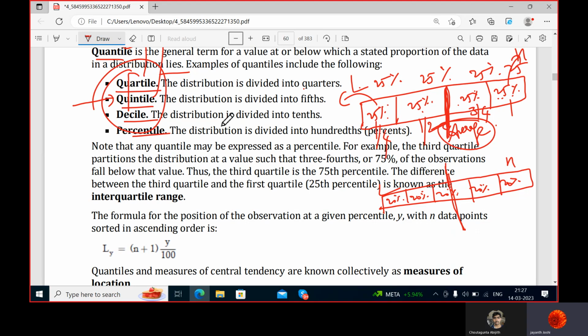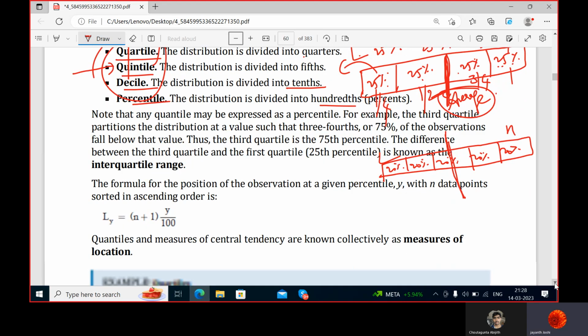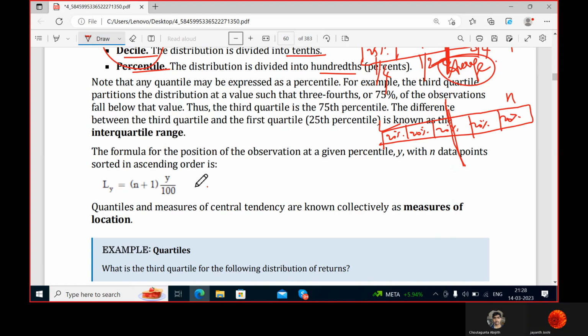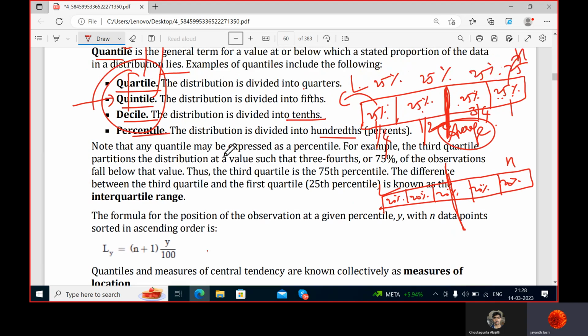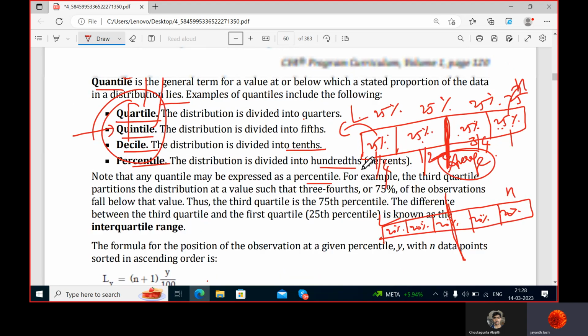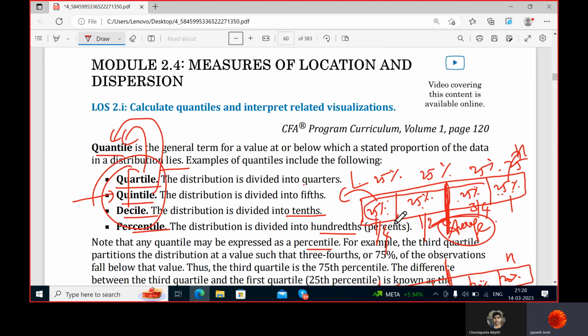Again, division of some data into 10 parts is decile and 100 parts is percentile. There is a formula to find out all this. Note that any quantile may be expressed as a percentile. For example, the third quartile partitions the distribution to a value such that 3/4, I already told you, third quartile is 3/4 or 75% of the observations fall below the value. When we see the third quartile, 75% of the values lie below this. This is exactly the third quartile part. Till here it is the third quartile.